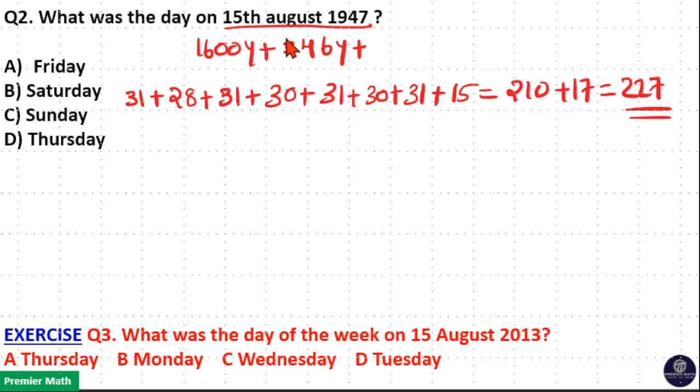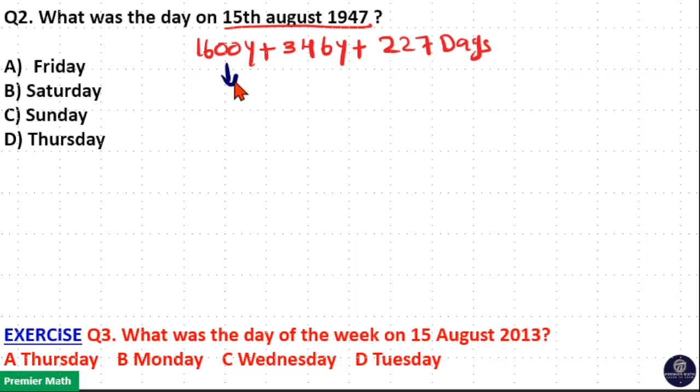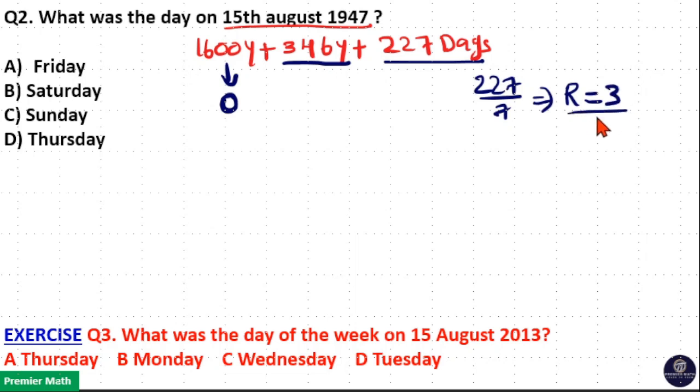So 1600 years plus 346 years plus 227 days. Now find the odd days in these three. Here in 1600 years there is 0 odd day. In 346 years we need to find out the odd days. Now in 227 days, here these are days, these are years. So to find odd days in 227 days, just divide it by 7. Then the remainder will give you the number of odd days. 7 goes 3 times in 22, remaining 1. 7 goes 2 times in 17, remaining 3. So the number of odd days in 227 days is 3.